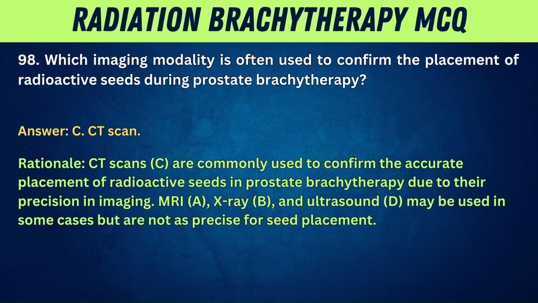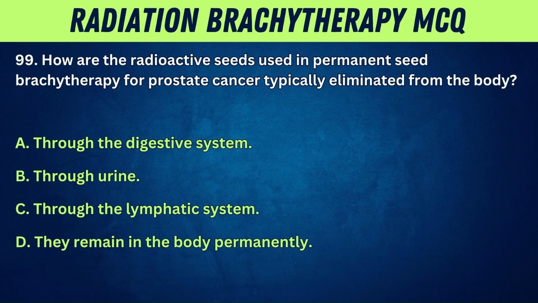MRI (A), X-ray (B), and ultrasound (D) may be used in some cases, but are not as precise for seed placement. 99. How are the radioactive seeds used in permanent seed brachytherapy for prostate cancer typically eliminated from the body?